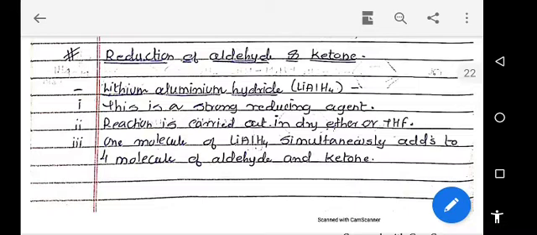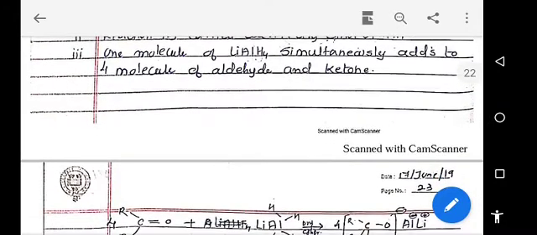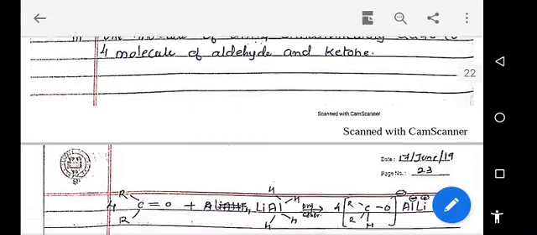Next one is reduction of aldehydes and ketones. Lithium aluminum hydride is the strongest reducing agent. It can reduce all types of carbonyl compounds. It is carried out in ether or THF as solvent. Because of its strong nature, it cannot be used in any aqueous medium, so it is kept in ether or THF. One molecule of lithium aluminum hydride simultaneously adds to 4 molecules of aldehydes and ketones.